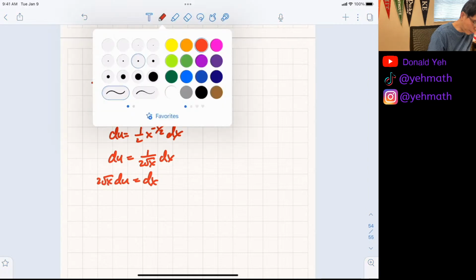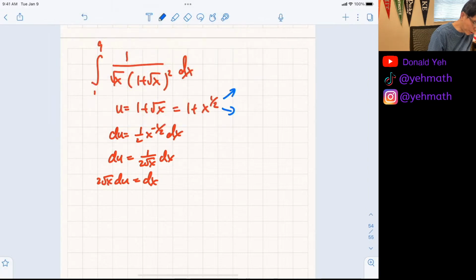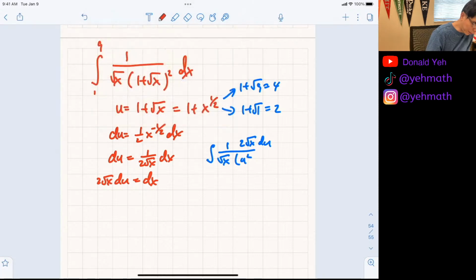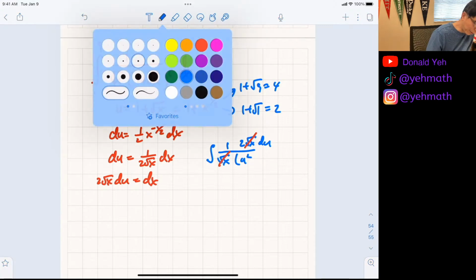Now I will do a boundary change. Make sure you get used to that. 1 plus square root 9 is equal to 4, and 1 plus square root 1 is equal to 2. So then that's the integration between 2 and 4 of 1 over square root x, and this is u squared, and this is 2 square root x du. And if you see that square root x cancel out very nicely, that's exactly why you see that one less degree happen. So that's going to cancel out.